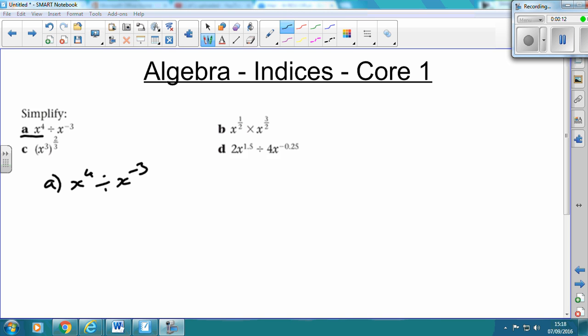So as we had a look earlier, when we divide, we actually subtract the powers. So x to the power of 4 divided by x to the power of minus 3. 4 take away minus 3. Now remember, 4 take away minus 3 means 4 plus 3, so that's going to be x to the power of 7.